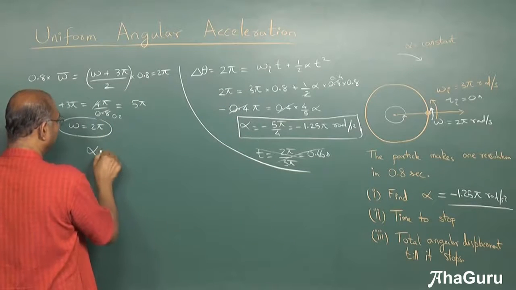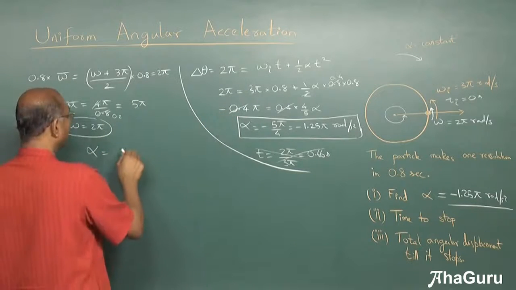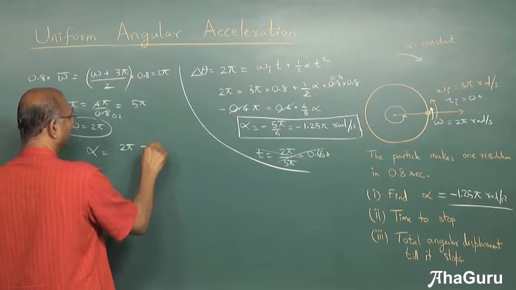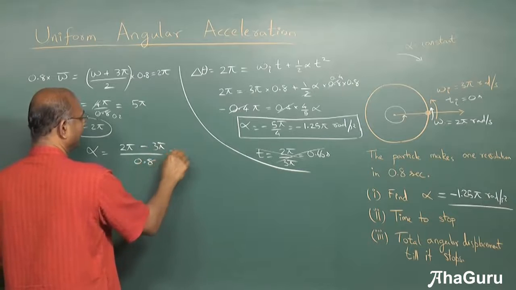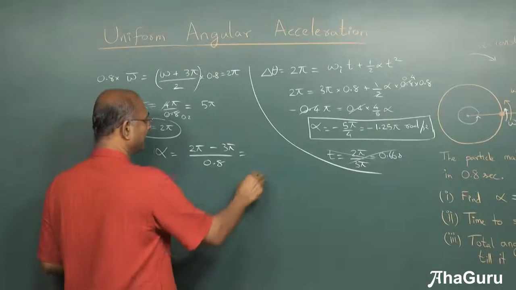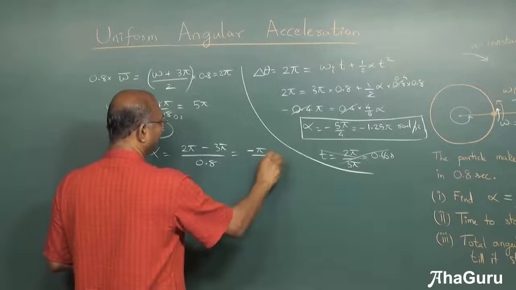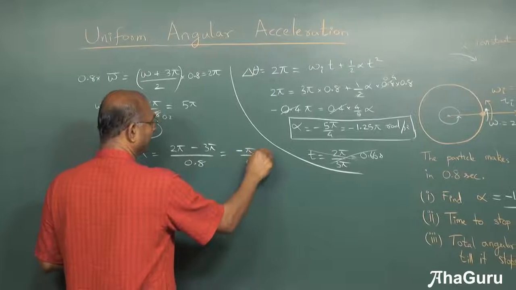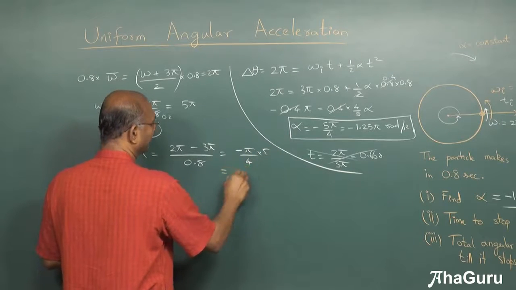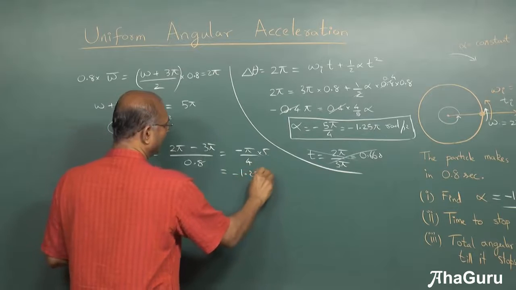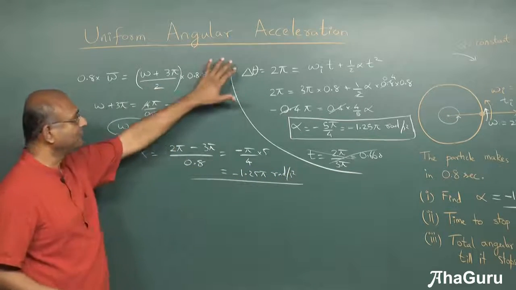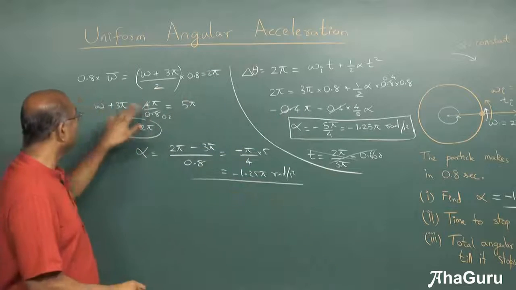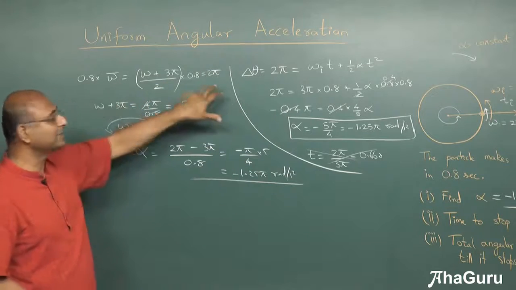So now with this I can find alpha. Alpha is final angular velocity minus initial angular velocity by the time 0.8. So this is minus pi by 0.8, minus pi by 0.8 is 4 by 5. So that basically gives me minus 1.25 pi radians per second square. So there I use the formula directly. Here I use the average angular velocity into time must give me the displacement.